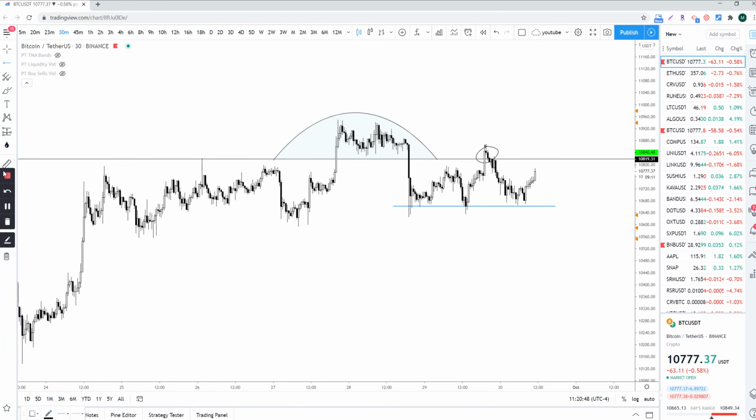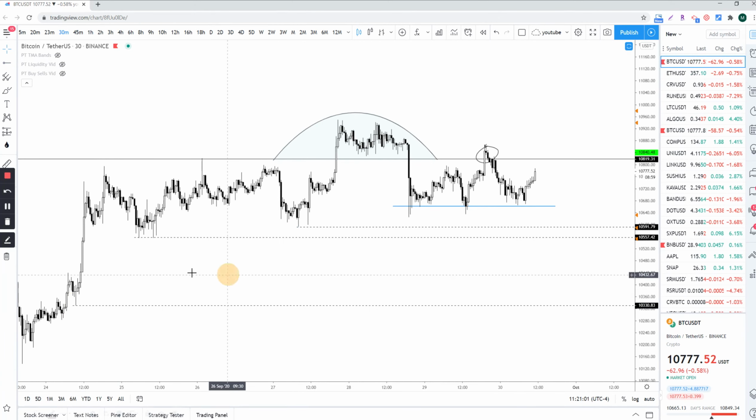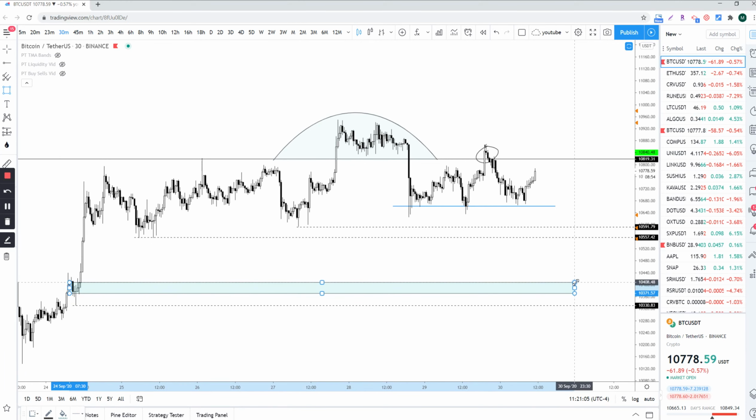I can't even get to the magnet because of this thing. Hold on. How do I get rid of this? I can't even get there. Whatever. There's tons of liquidity there. Tons of liquidity here. So I anticipate this beautiful little block over here, this 10.3 to 10.4 area, to get tapped.